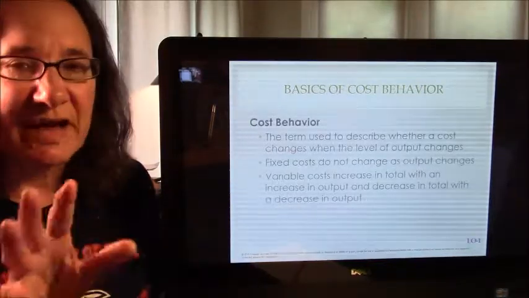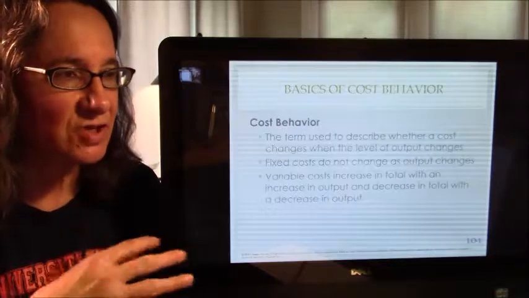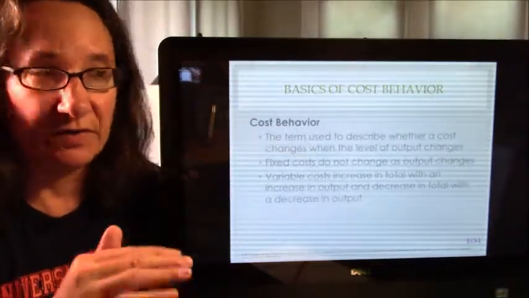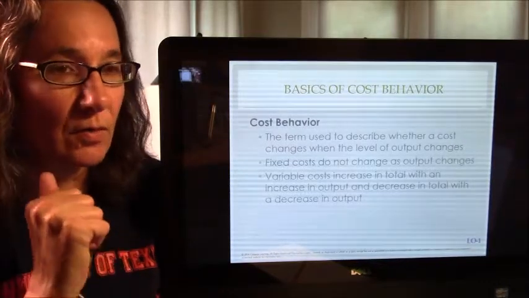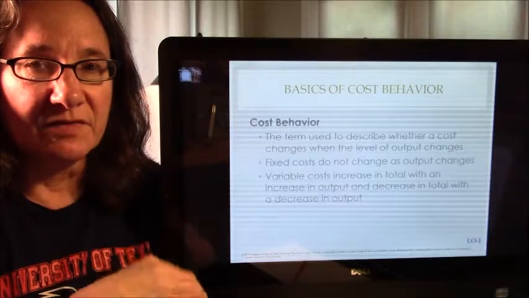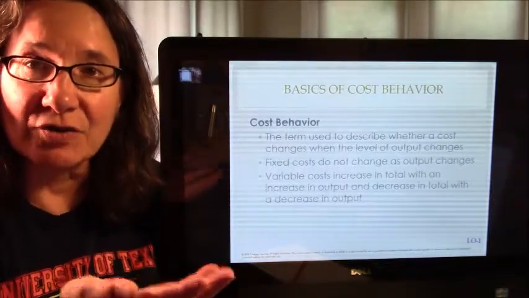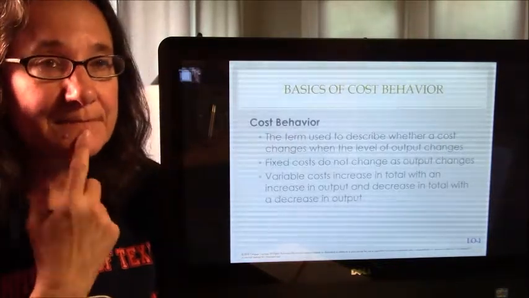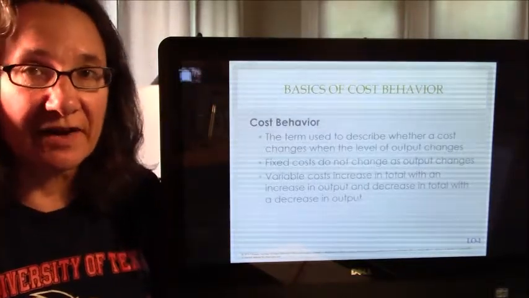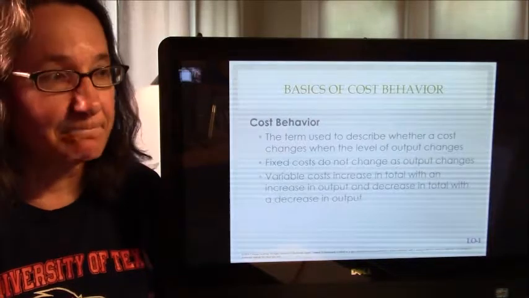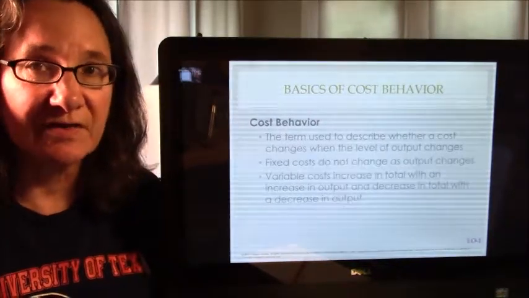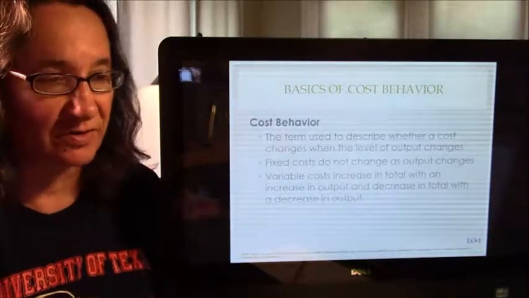So cost behavior is the term that describes how costs change relative to output, right? So whatever our cost object is, the more of those we have or make or do, the more the total cost is going to change. And so depending on how the costs work, we call that the behavior. So fixed costs don't change as our output changes, but variable increases as output increases.